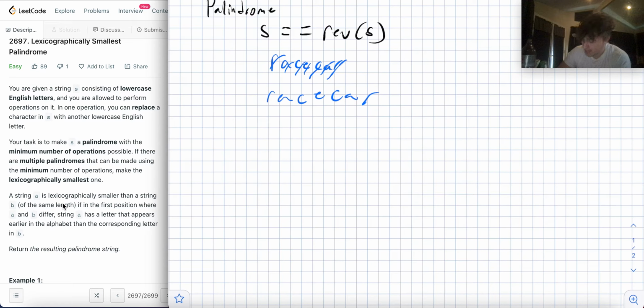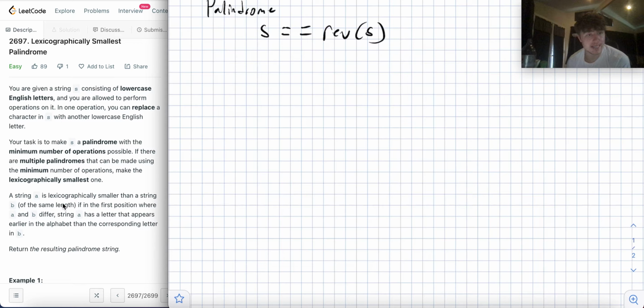For example, my name is Ben. My name is not a palindrome. Why? Because Ben does not equal Neb. But if my name was Bib, then it would be. So I think you understand what that is. It's pretty intuitive. Racecar, mom, dad, right? Any word that's the same when you reverse it is a palindrome. If it's not the same when you reverse it, it's not a palindrome. So now we understand what that is.